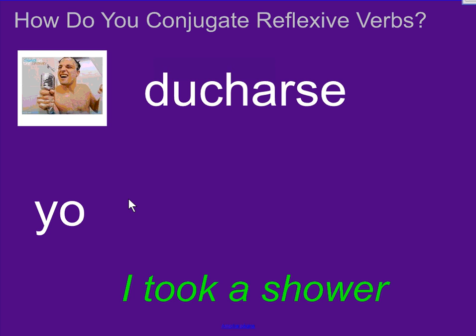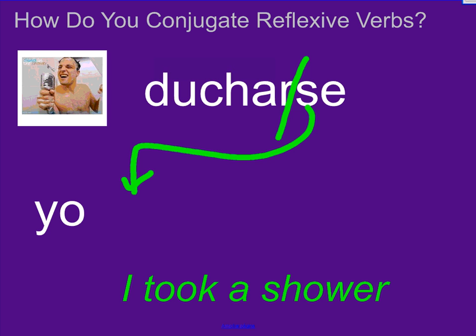All right, so now let's take a look at exactly how do you conjugate these reflexive verbs. All right, so the first step we do is to take the se on the end of the verb and separate it. So we're just going to put it to the side, and we're going to take that se, and that's going to be the first part of our conjugation here.